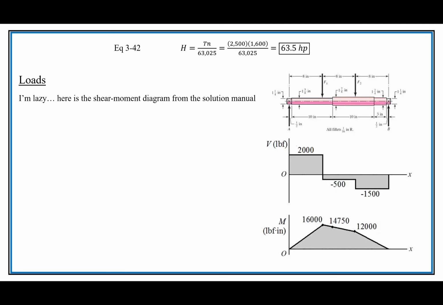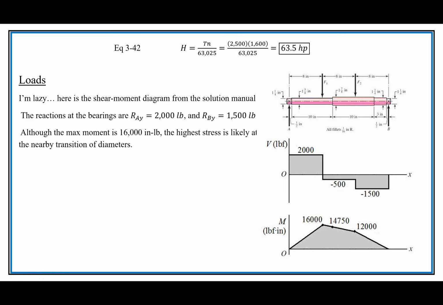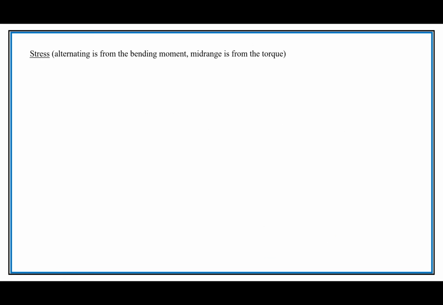So I'm lazy. So here's the shear moment diagram from the solution manual. Yes, you should definitely find these reactions yourself, and you can see that the reactions are 2,000 and 1,500 at location A and location B. The maximum might be this 16,000. But the spot we would think is most likely to fail is right there at that transition. So we could find the moment right there, that 14,750, and use that for our bending.